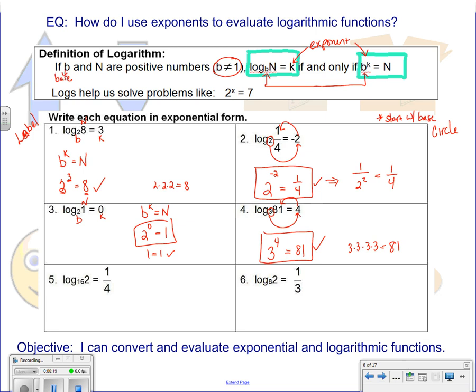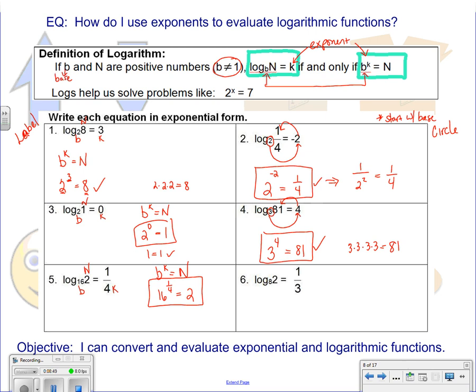So number 5, I need to label my B and K's. So 16 is going to be my base, 2 is my number, and K is my 1/4. So now I need to make my bacon. We'll get 16 raised to the 1/4 power is equal to 2. And that is all we are asked to do, is to rewrite your log as an exponent.